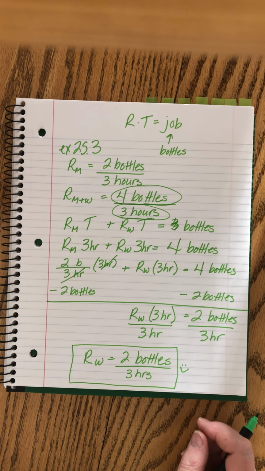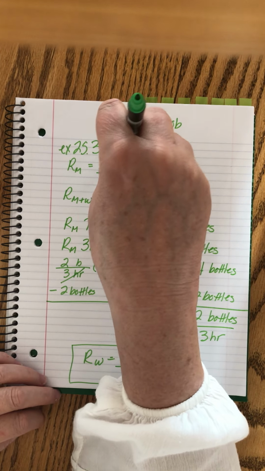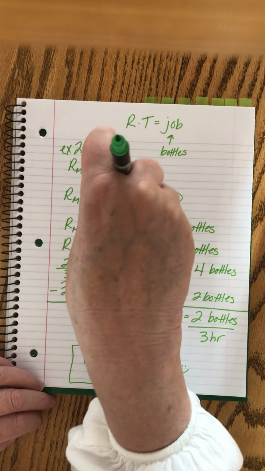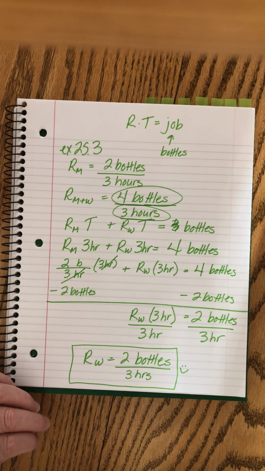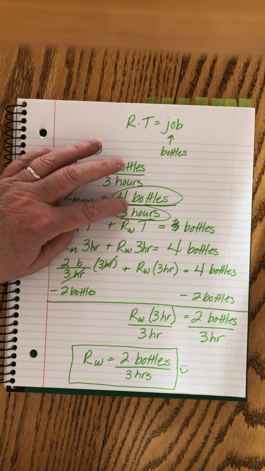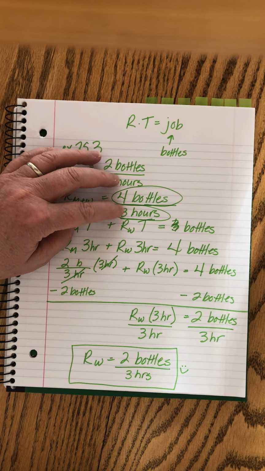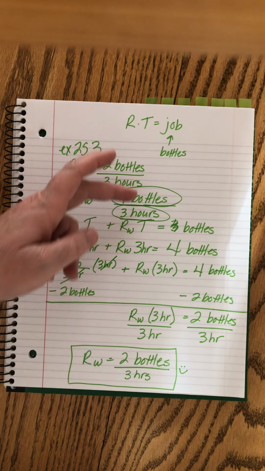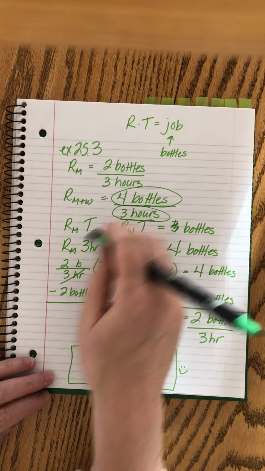If you notice, way back here at the beginning, we were told she did two bottles every 3 hours, and together they did 4 bottles every 3 hours. We could kind of intuit at that point that, if she does 2 and they do 4 altogether in the same amount of time, he must be working at the same rate she is, because her 2 bottles and his 2 bottles would make 4. But we proved it the hard way.